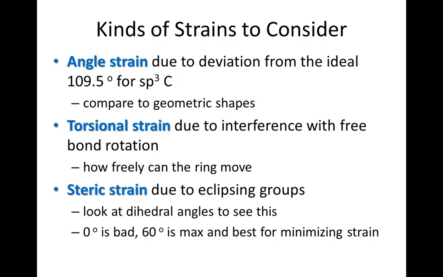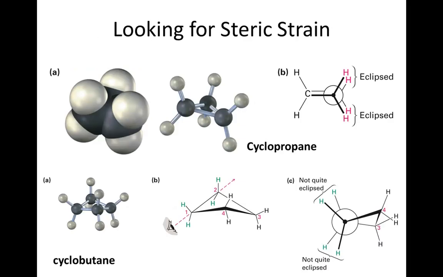And so we're going to look down the bonds and look at the dihedral angles. If it's 0 degrees or close to 0 degrees and eclipsing is going on, that would be bad, or that would mean there's a lot of steric strain. And if you have 60 degrees or close to 60 degrees, that's better. Everybody's got more room, and so that would minimize the steric strain.